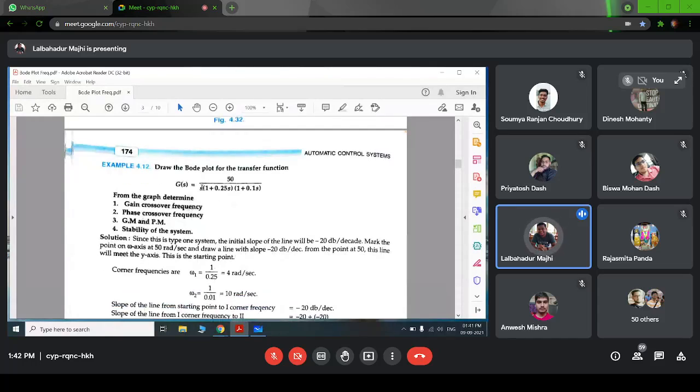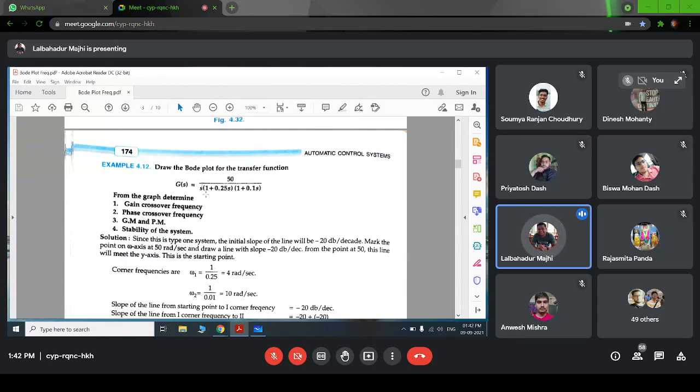As you can see, it is a type 1 system, right? We have the s to the power 1, or we can say there is a single pole at the origin. So it is a type 1 system, and the initial slope will be minus 20 dB per decade.